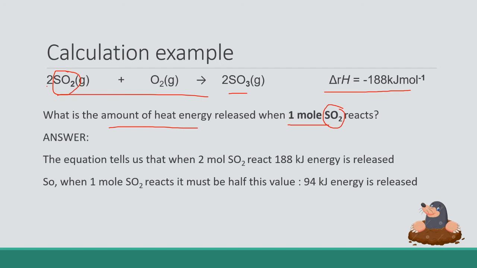So in the equation, there's 2 moles of this reacting. So the question is asking, how much energy will be released when only 1 mole of sodium dioxide reacts? The equation tells us the value when 2 moles react, so we just halve that. So when 1 mole reacts, it must be half the value. So the answer is 94 kilojoules of energy is released when 1 mole of sodium dioxide reacts in this equation.